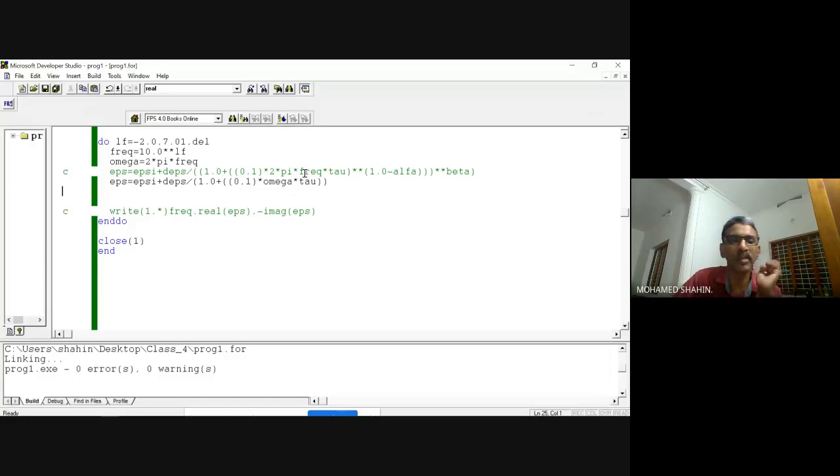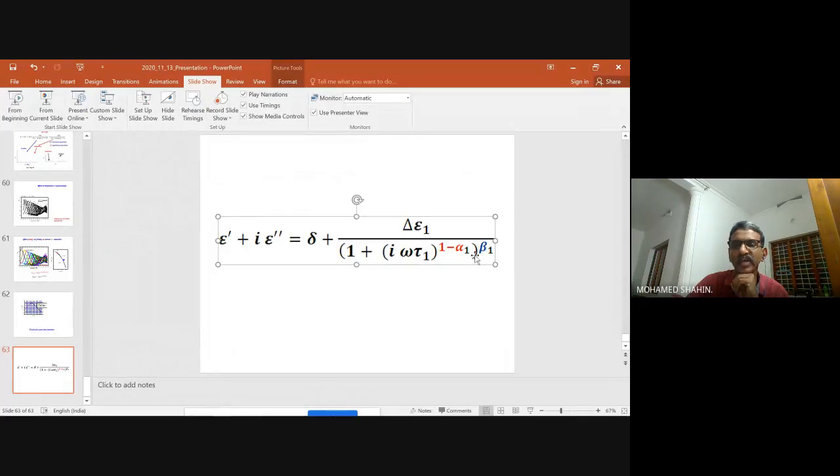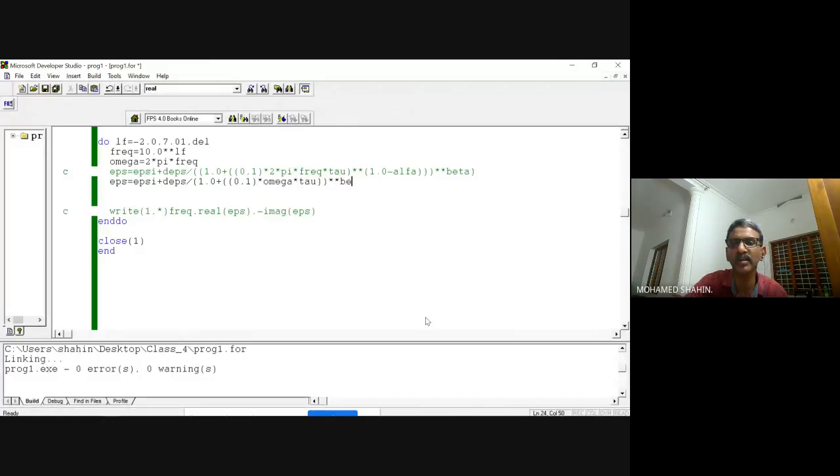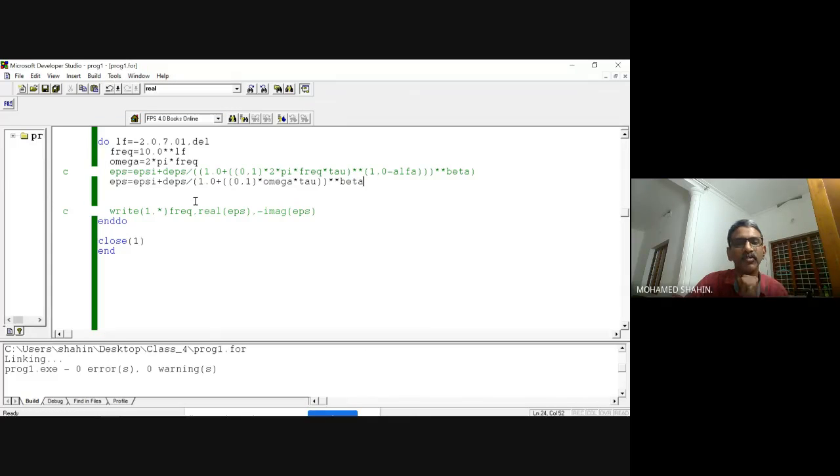Now whenever you see some errors, you should not worry much. You go to the inner core, then one by one you correct it. Now we need to have the beta. You can see that in this equation, outside the denominator there is beta 1. So we put beta 1, beta here. Now again run it, save it, build, rebuild all. Again there is no error.